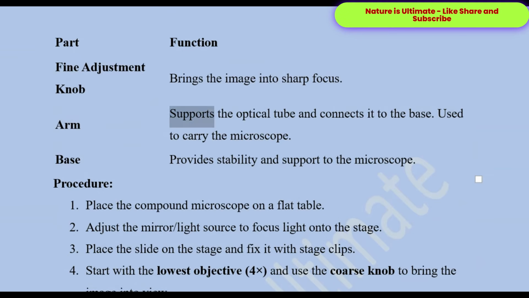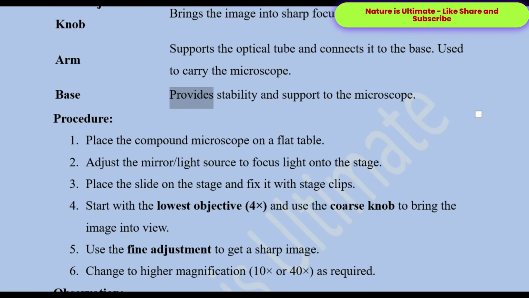Arm: supports the optical tube and connects it to the base. Used to carry the microscope. Base: provides stability and support to the microscope.